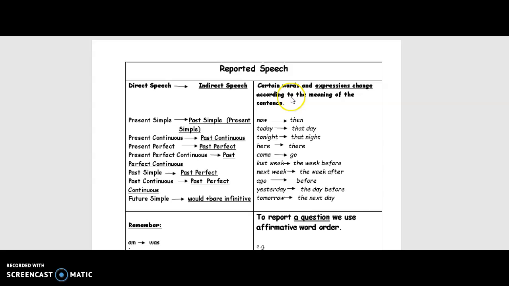There are certain words and expressions that change according to the meaning of the sentence. In direct speech, if we have "now," it changes into "then." "Today" changes into "that day." "Tonight" into "that night," and so on. These are some examples of how expressions change.